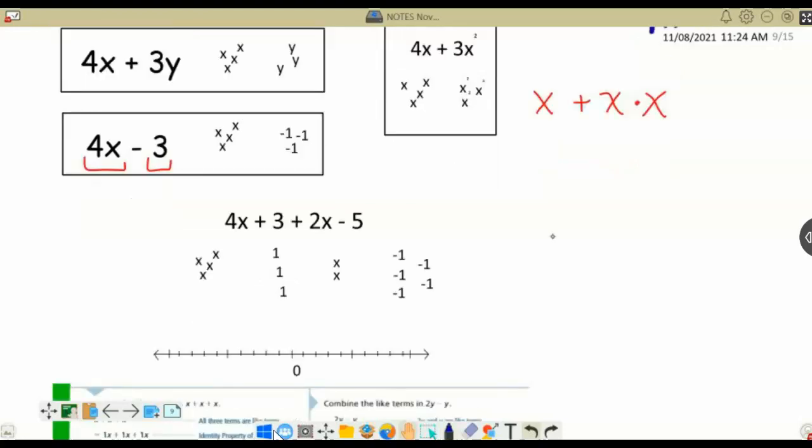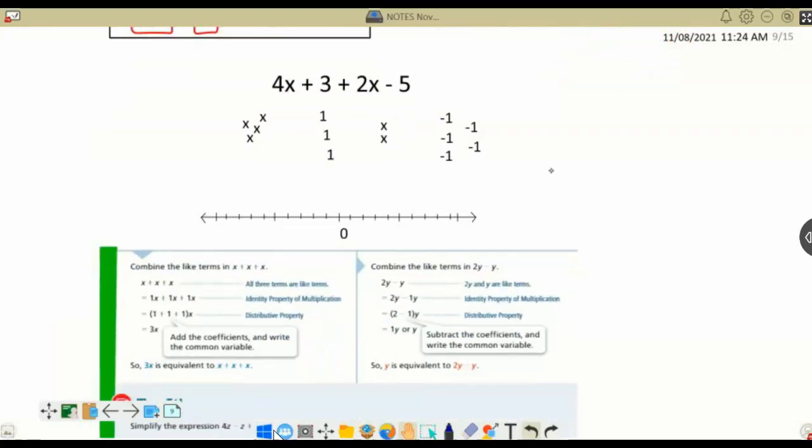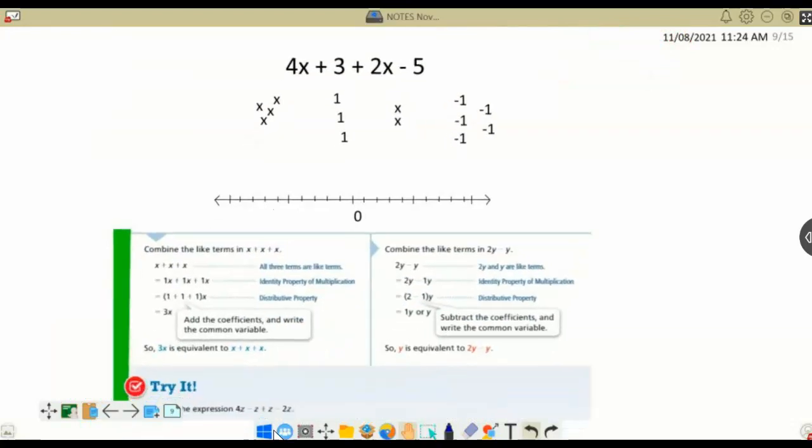Here's an example of when we would simplify an expression. We have 4x plus 3 1's plus 2x and 5 negative 1's over here, or minus 5. If we were to rearrange these a little bit, we can use the commutative property and think of this as 4x plus 2x plus 3 minus 5. Or I like to change everything into an addition problem.